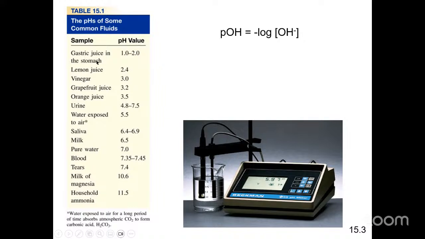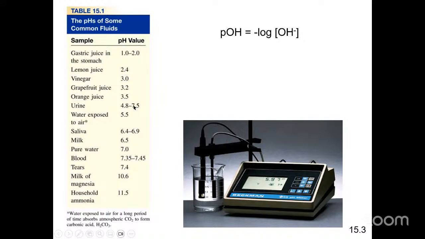The gastric juice in the stomach, right? The pH is 1.0 to 2.0. That's pretty acidic, all right? And that's because of the hydrochloric acid that's present naturally in your stomach, which is produced by your stomach lining, which helps in the digestion of food, right? And then you have lemon juice, which is 2.4, vinegar, which is 3.0, and so on and so forth.